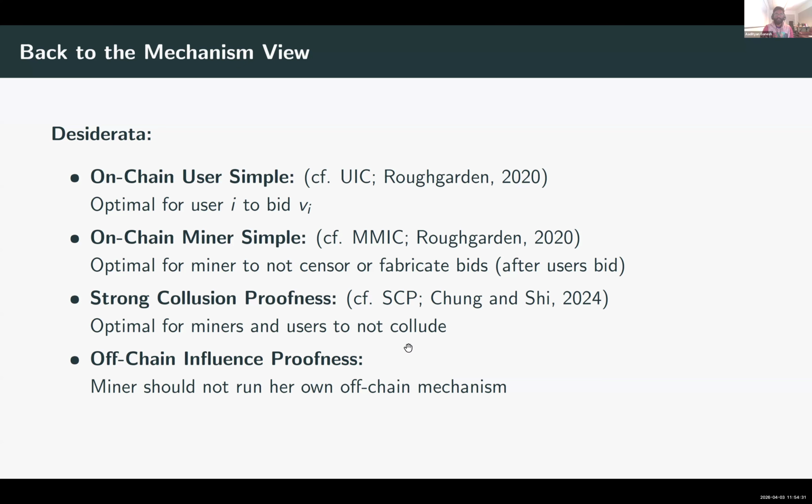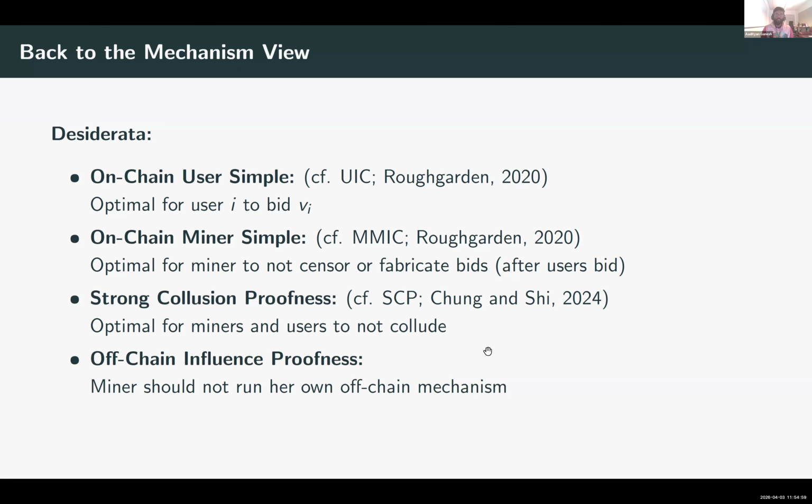In collusion proofness, the miner and the users just stop being strategic with each other. They just merge into a single entity. And now that they are a single entity, they just say, okay, look, I'll tell the miner what my value is truthfully, and I believe that the miner will behave in the best interest of the users and the miner, the joint coalition. Right? In off-chain influence proofness, the miner goes off-chain, and then it's still playing a game with the users.